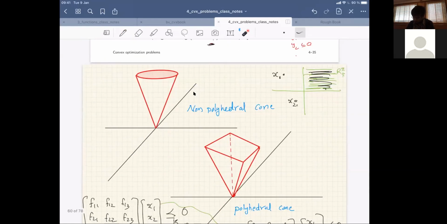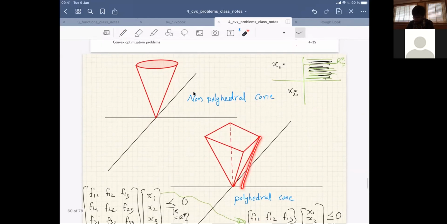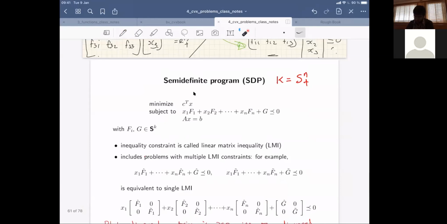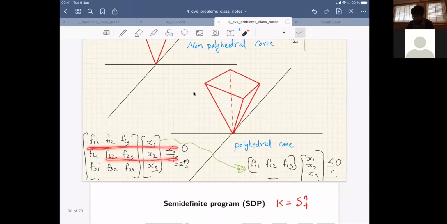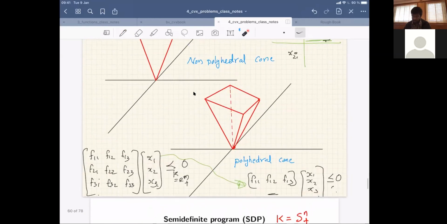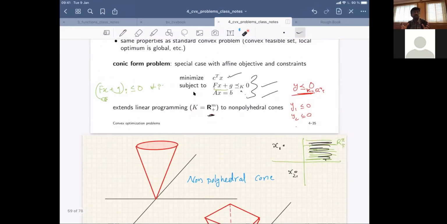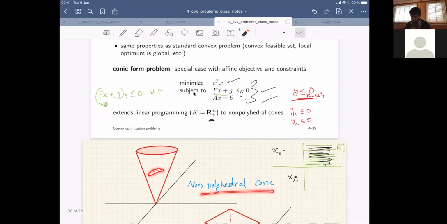So what is a non-polyhedral cone? A polyhedral cone will be of this shape, which has flat surfaces. Here you have inequalities like this. Each inequality will be a half space, right? So you have different half spaces, and a cone associated with that will have flat faces. But you can of course come up with a different K where this is not flat, not polyhedral, so it will have a round or curved shape, something like this. This is a non-polyhedral cone.